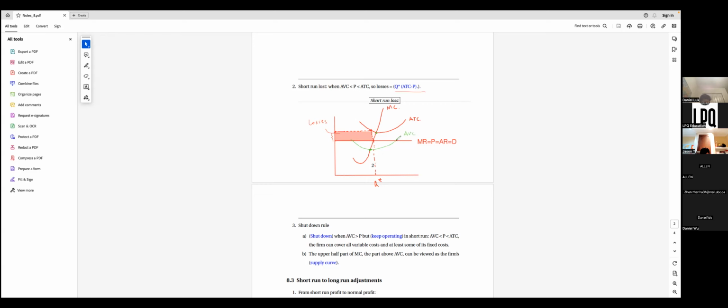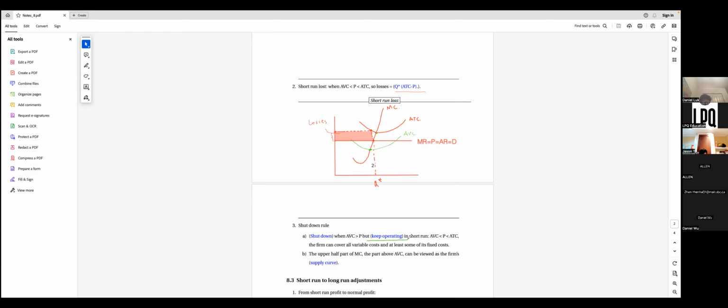So in this graph, if you lose money, but your price is still higher than AVC, for sure your price is already lower than ATC, because you are losing money, right? So price must be lower than ATC. But you see in this graph, your price is still higher than AVC. Okay, in this graph, you should do what?